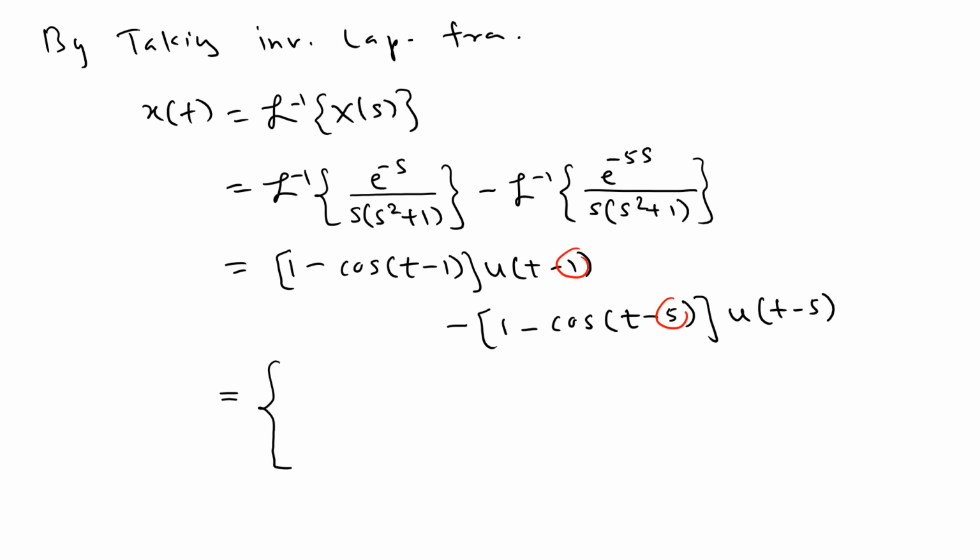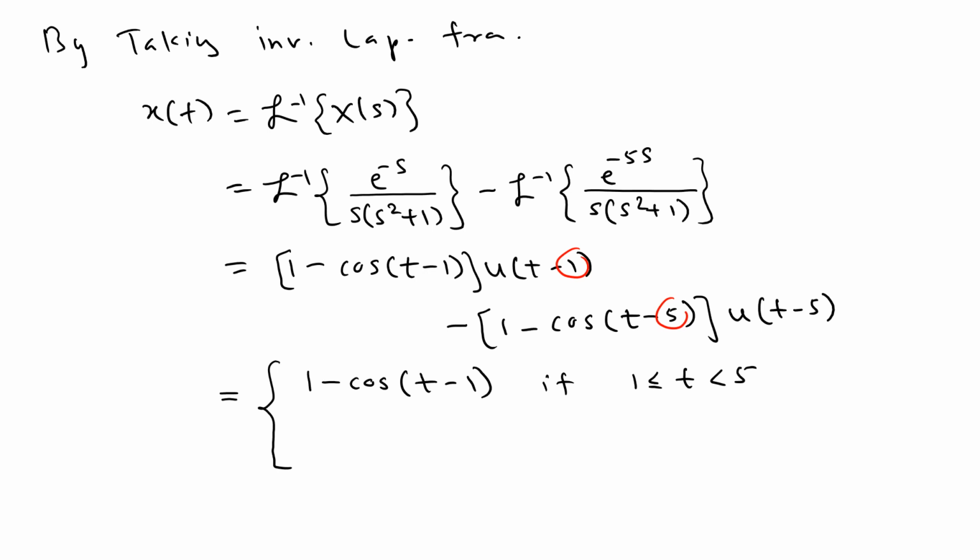So if t is less than 1, everything is 0. But between 1 and 5, only the first function is on, the t minus 1 function. This is if t is in between 1 and 5. And then after 5, both are switched on.